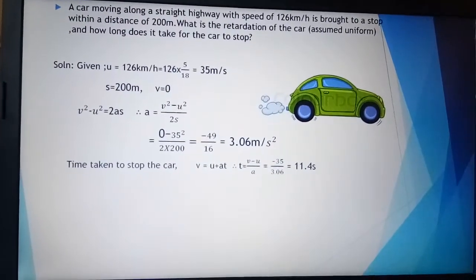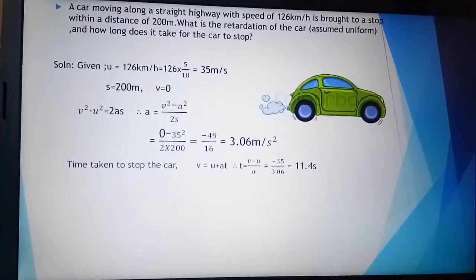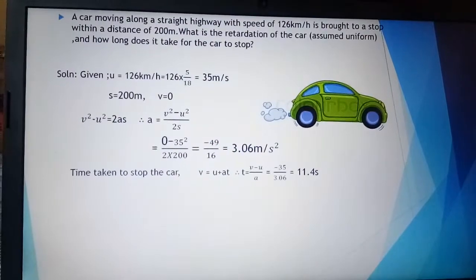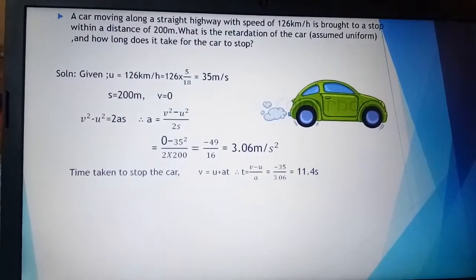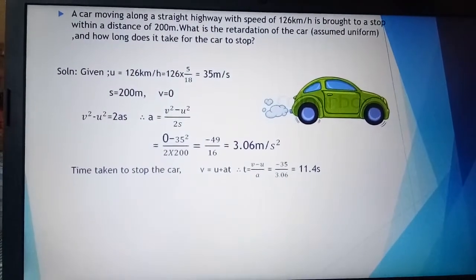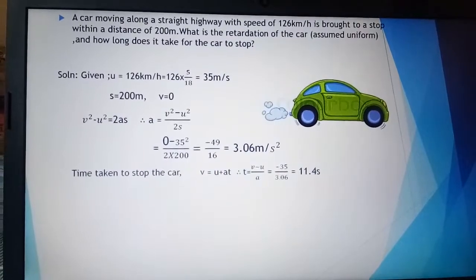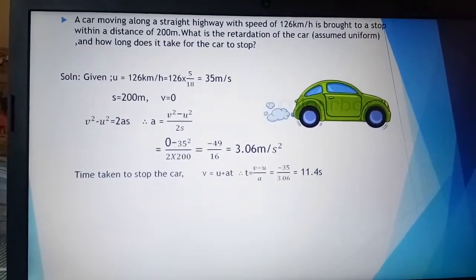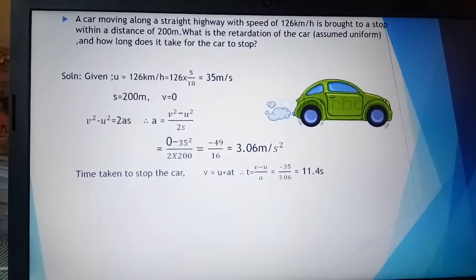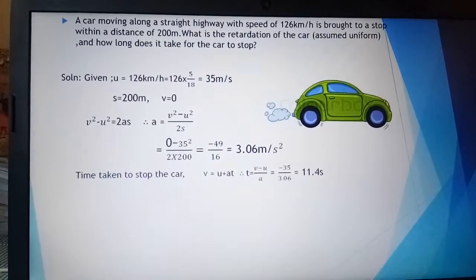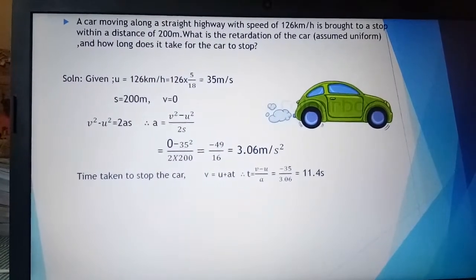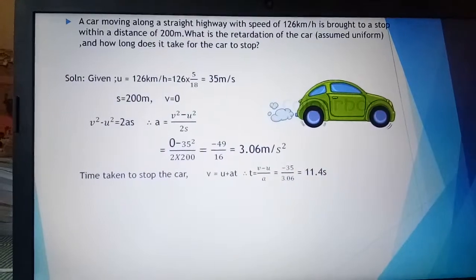Here, the initial speed of the car is 126 km per hour. Convert it into SI unit. 126 into 5 by 18 becomes 35 meter per second. So initially the car is moving with 35 meter per second.